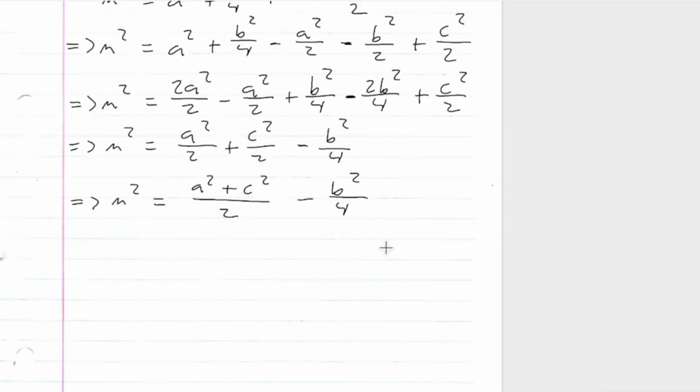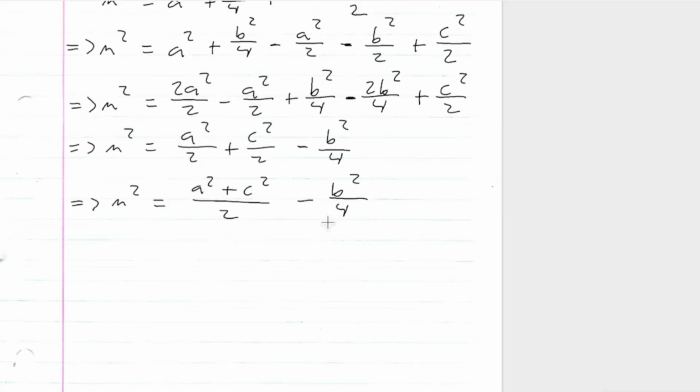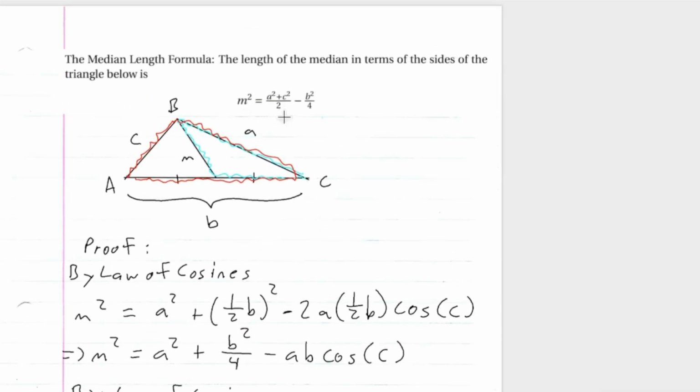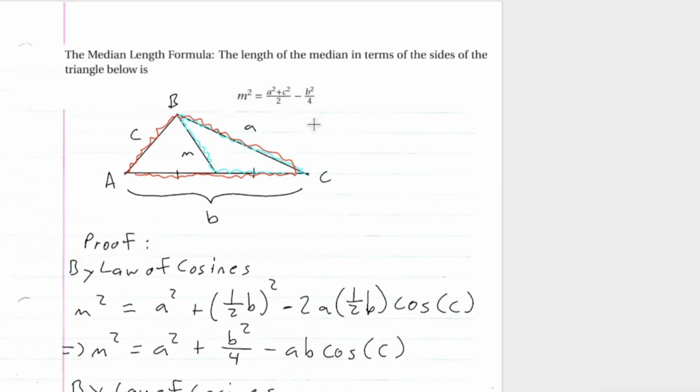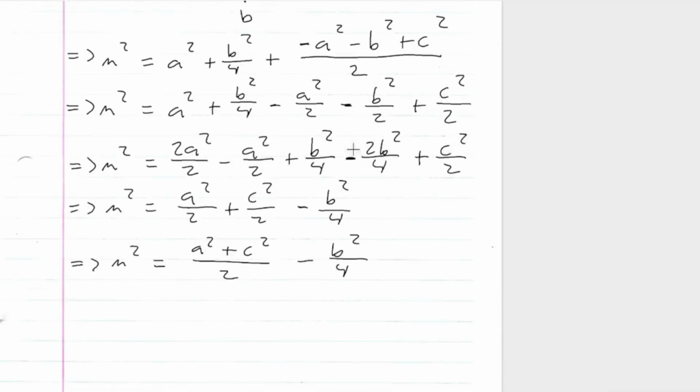All right, and as you can see here, this is exactly what we wanted to prove. We wanted to prove that m squared is equal to a squared plus c squared over 2 minus b squared over 4. So the median length squared is equal to this. And that is our proof.